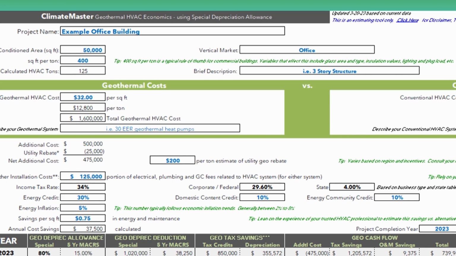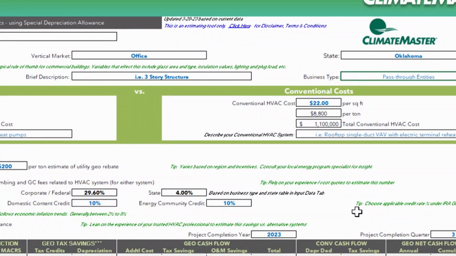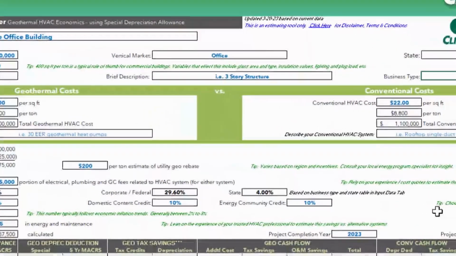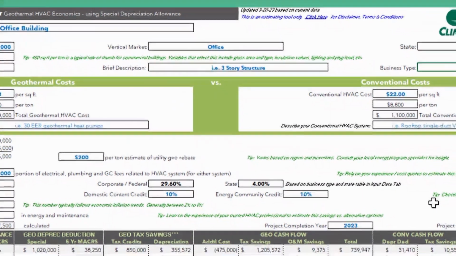The building is a pass-through entity, so some LLC owns this, so it's being passed through. They're in the state of Oklahoma. This calculator has every state's tax rates, all this stuff built in. So you pick what state you're in, and I'm going to show you this live so you can give me some numbers. We can plug them in, see how they look. Pass-through entity. So the conventional cost, we calculated this conventional cost.